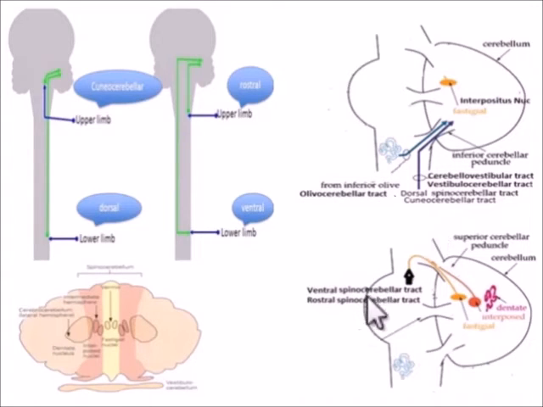And if you see the fibers that enter through the superior cerebellar peduncle into the spinocerebellum, this is the anterior spinocerebellar tract, and the rostral spinocerebellar tract is this tract. The anterior spinocerebellar tract is from the lower limb and the rostral spinocerebellar tract is from the upper limb, and both these tracts enter through the superior cerebellar peduncle into the spinocerebellum.